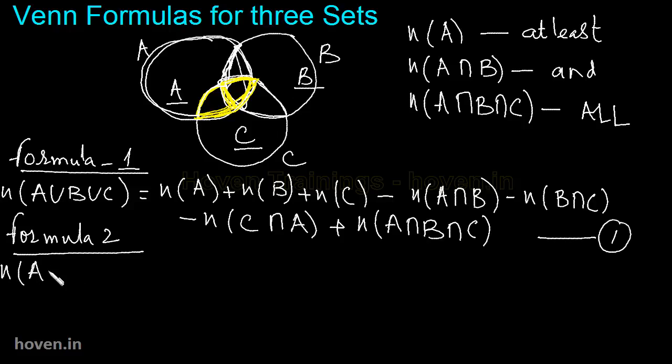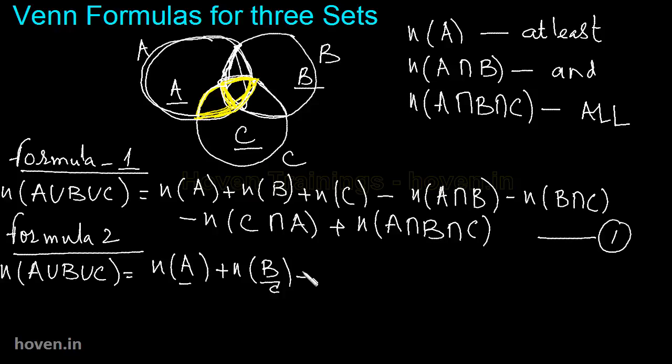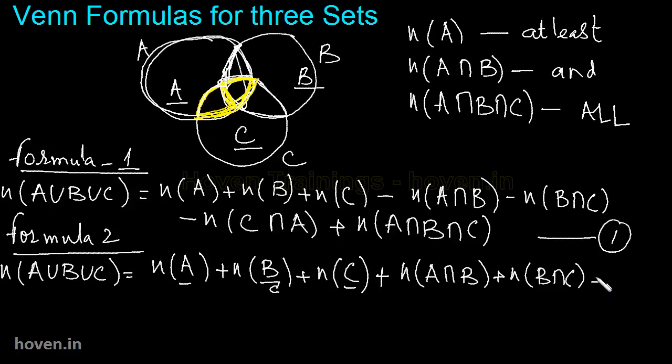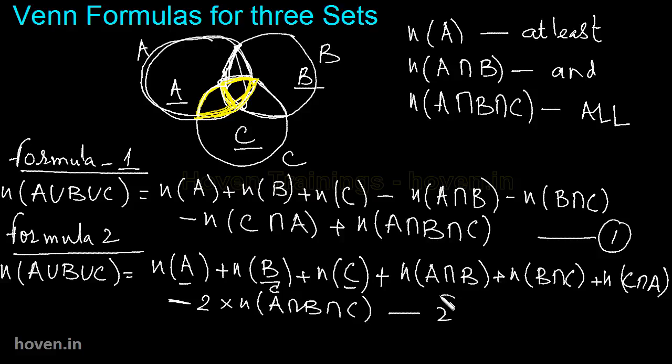So NA union B union C is equal to NA underscore plus NB underscore plus NC underscore, followed by plus NA intersection B plus NB intersection C plus NC intersection A minus 2 times, now this is 2 times, NA intersection B intersection C. This is the second formula.